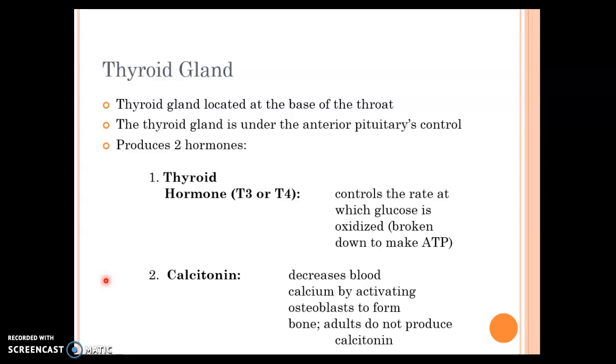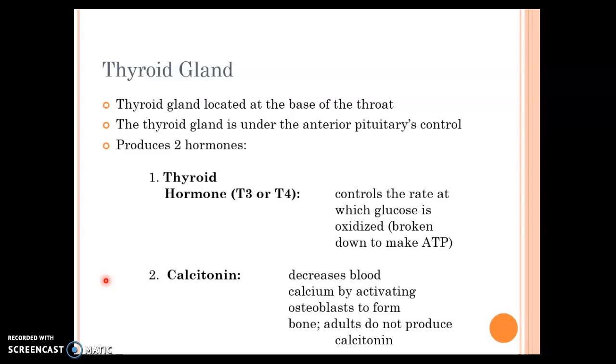The thyroid gland. So that is in the throat. It's a kind of butterfly-shaped gland. It's responsible for producing two main hormones, thyroid hormone and calcitonin. And there's kind of two varieties of thyroid hormone, T3 or T4, and that has to do with how many iodine molecules are associated with them. So thyroid hormone affects all cells in our body, and it affects the rate at which our cells can metabolize glucose to break it down to make ATP.